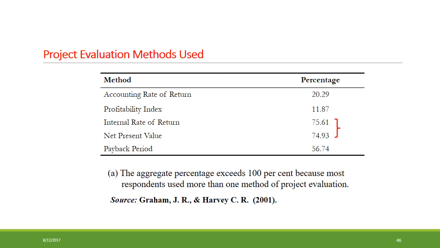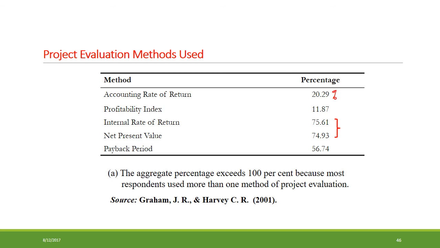So in the next 2 slides, what we're looking at is 2 different surveys. What these people do is they send out surveys to CEOs and CFOs, and they basically ask them what their preferred project evaluation methods are. And this is the response. So this number here shows the percentage of the CEOs or the CFOs that say that they use the accounting rate of return as a method for project evaluation, and so on and so forth. These are the percentage numbers.